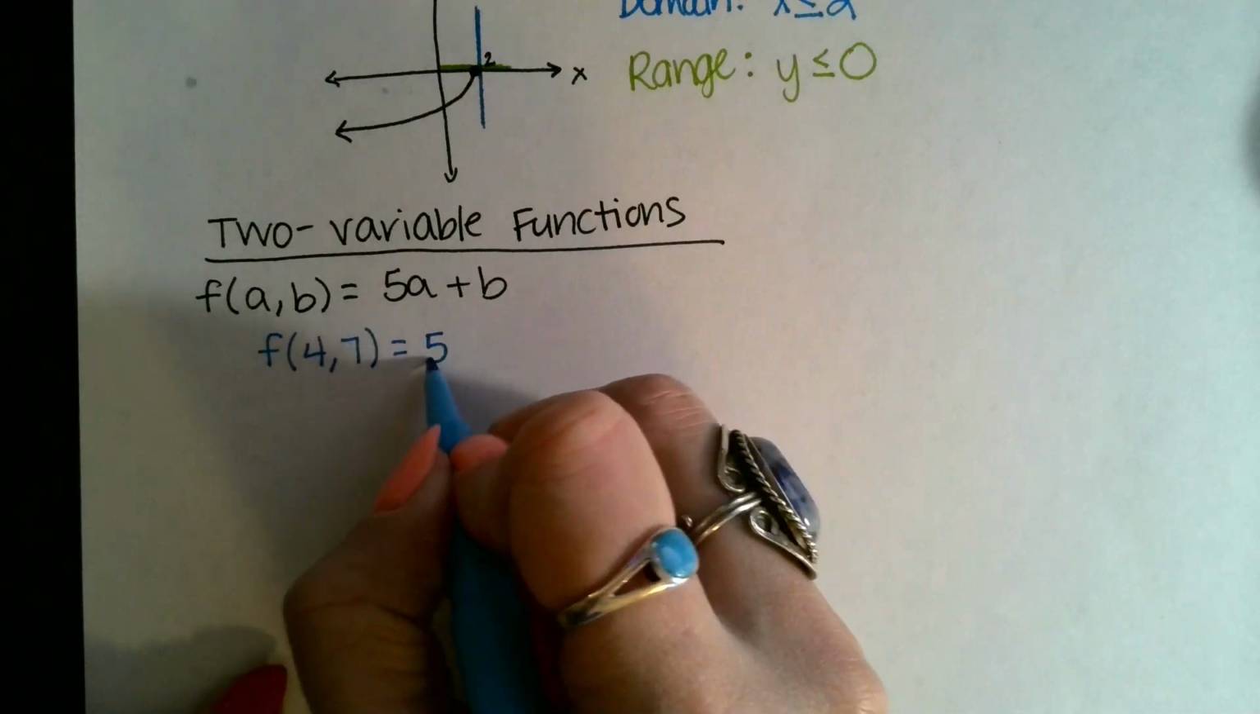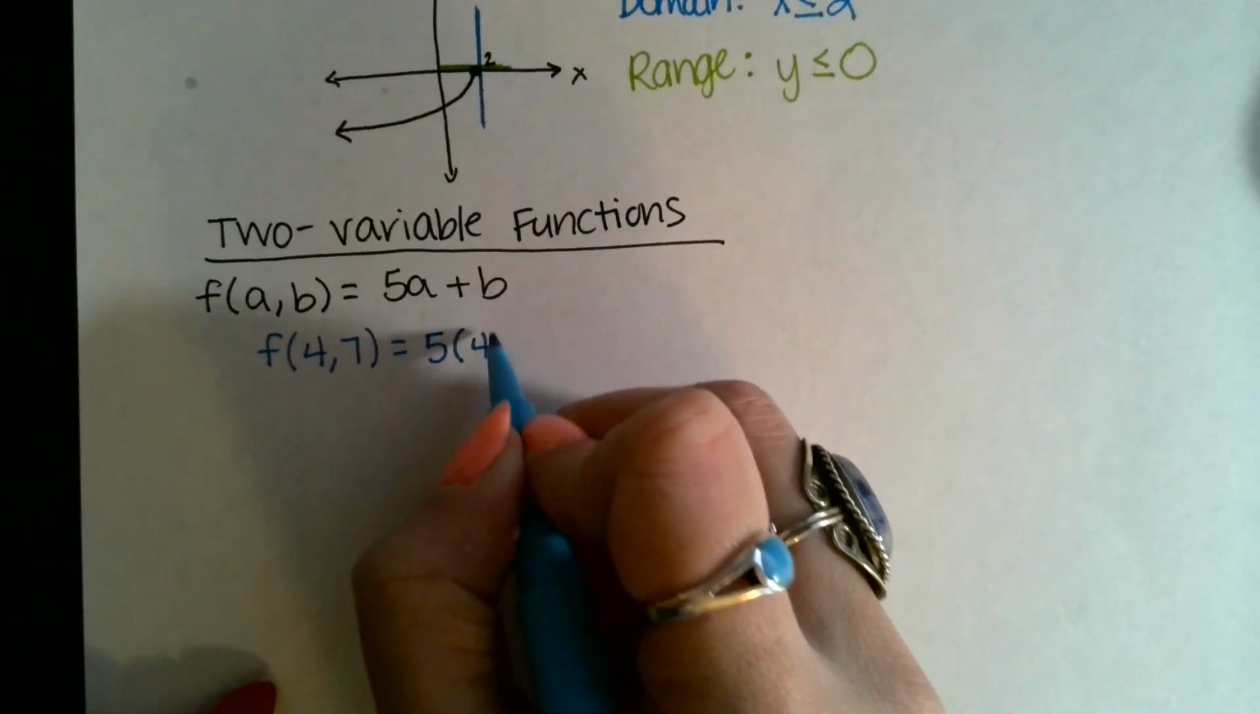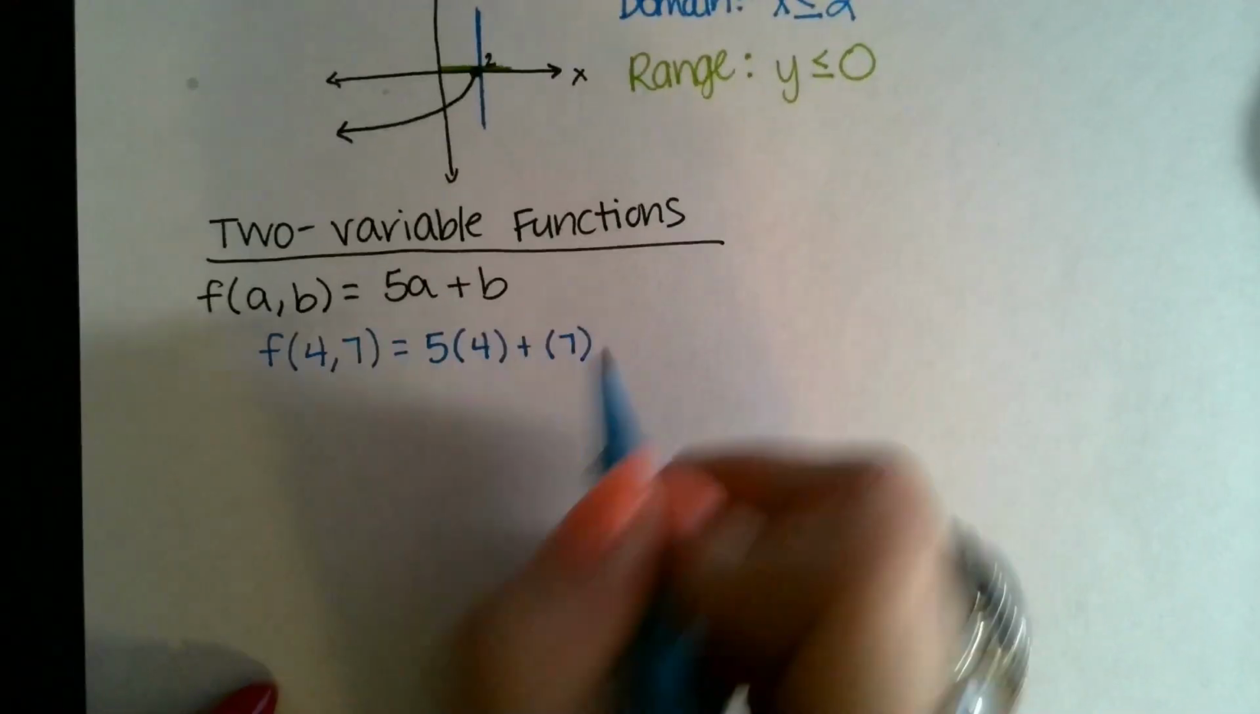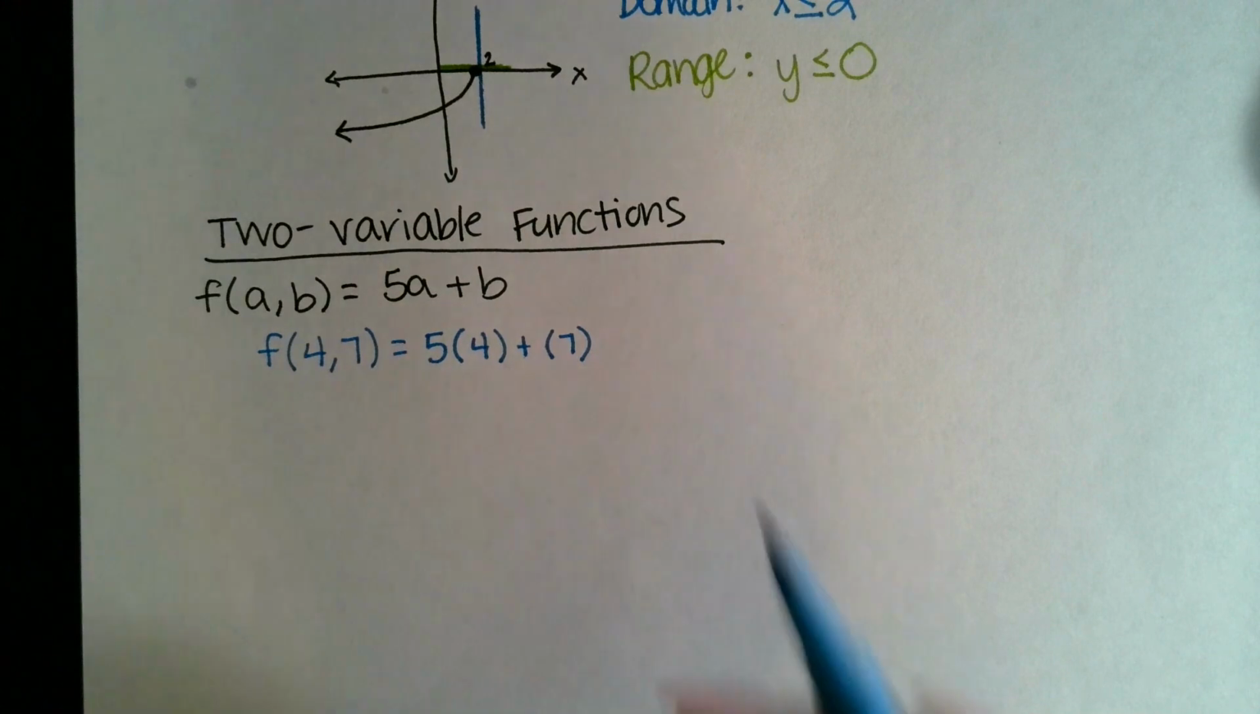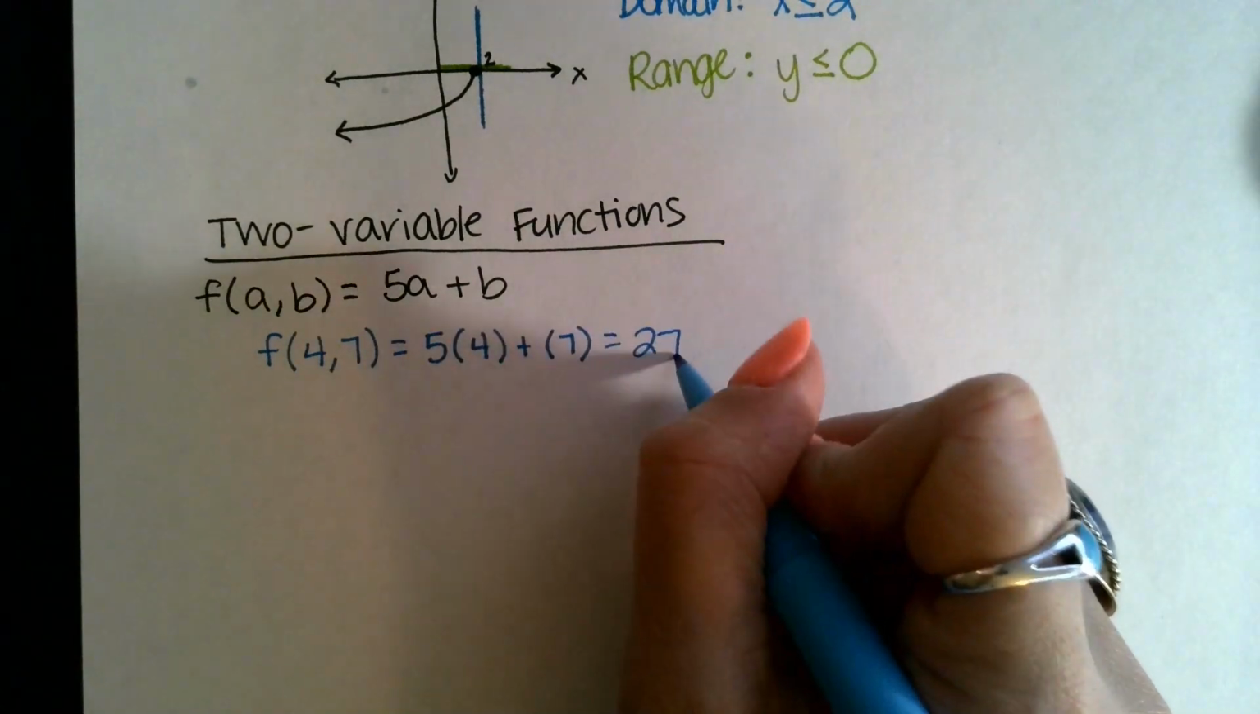So this would be 5 times A plus B. Right? So 5 times 4 plus 7. 5 times 4 is 20. 20 plus 7 is 27. That's all.